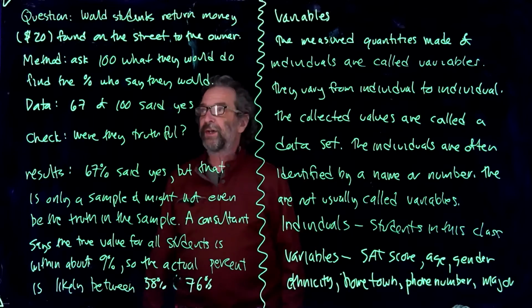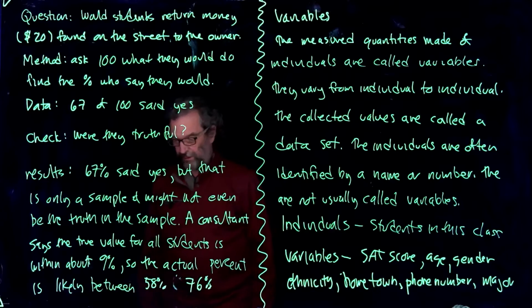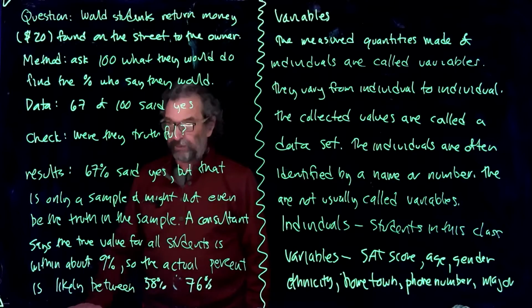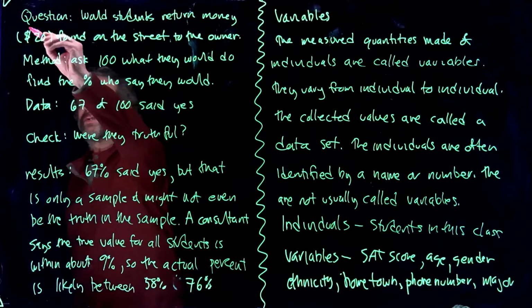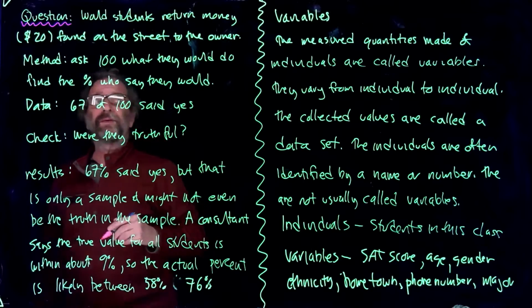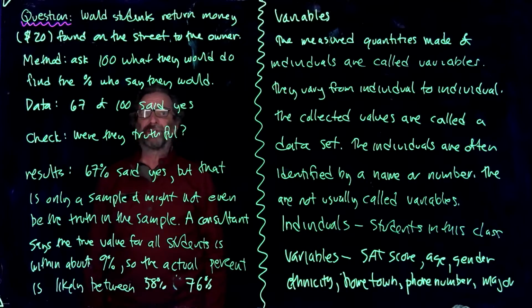Well, we're continuing on with section 1.1. We talked about performing an analysis using statistics. And here's an example. Here's the research question here. Would students return money, say $20 found on the street, to the owner?